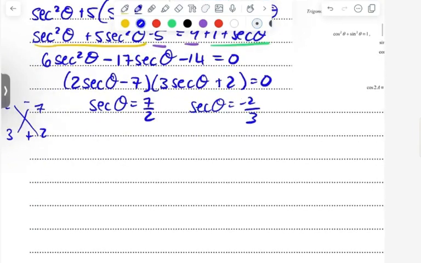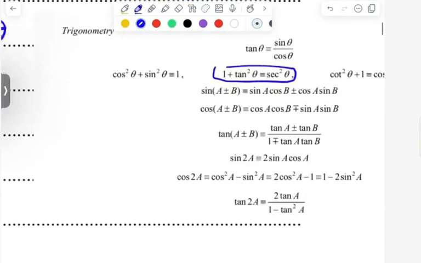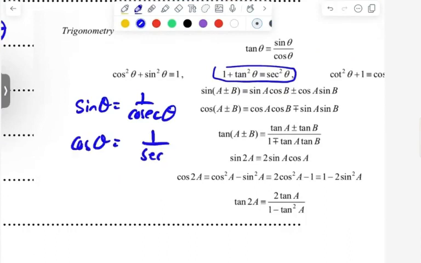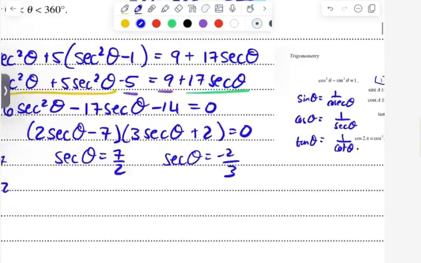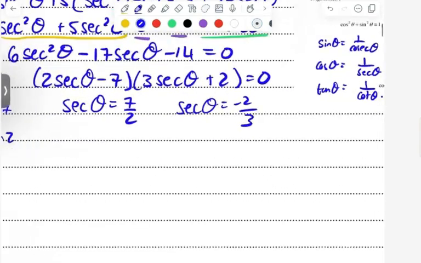However, we don't have sec on our calculator, so we need to change it to cos. What you do need to remember, though it's not given on your MF19, is that sine theta is 1 over cosec theta, cos theta is 1 over sec theta, and tan theta is 1 over cot theta. That, plus all of these identities, is what you need to know for trig. So we're going to flip this over: we turn it into cos theta, which means we flip our fraction upside down.